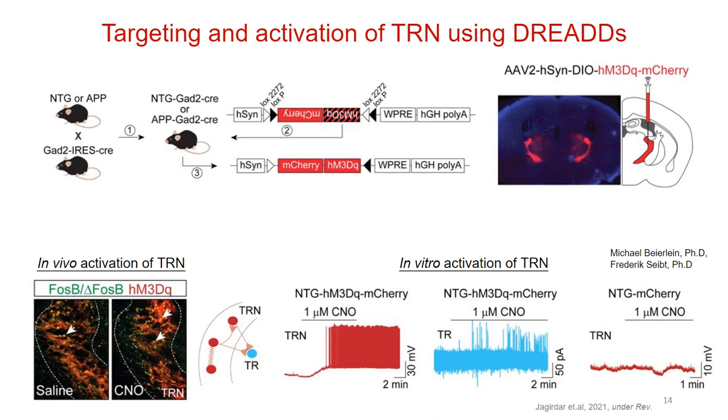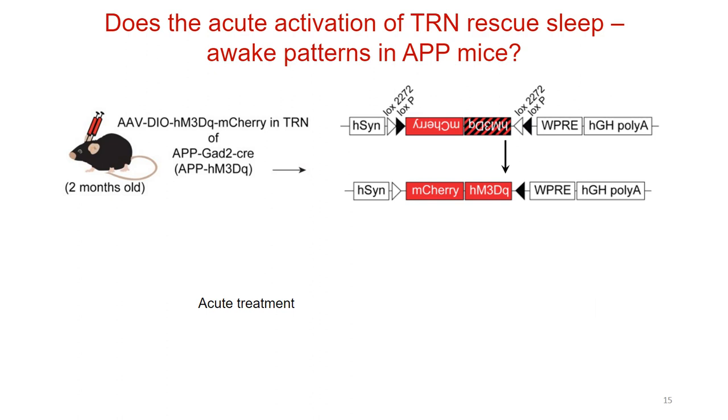So to test whether TRN can alter sleep-wake cycles in APP mice, we designed a protocol as shown here. APP mice were injected with the DREADD virus in TRN bilaterally at the age of 2 to 3 months. That's right when we first saw they start showing sleep fragmentation.